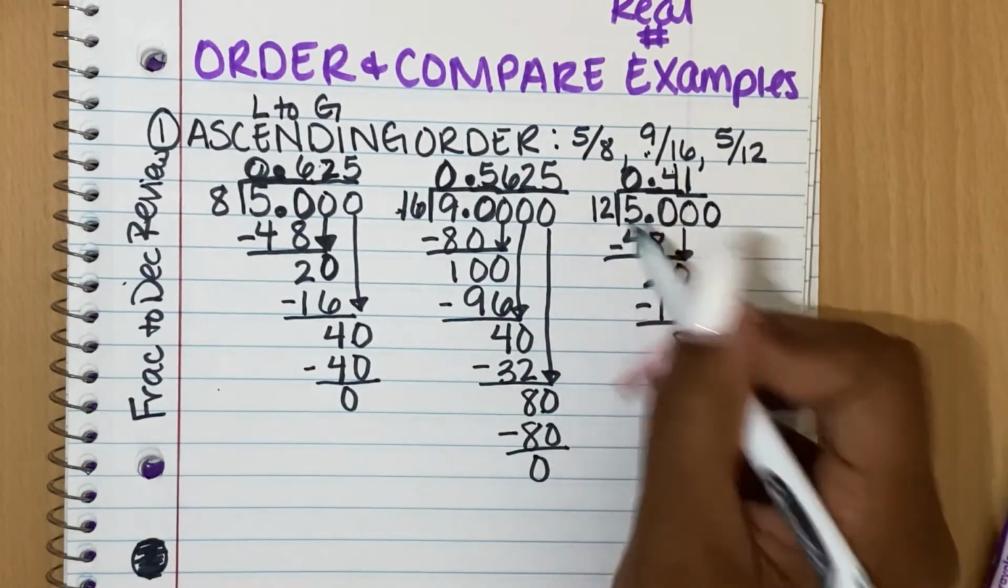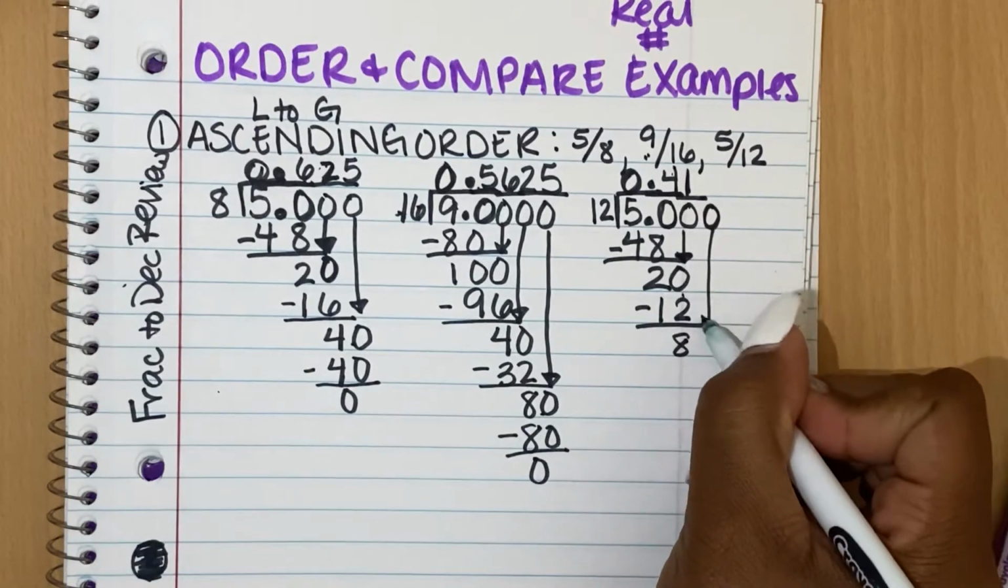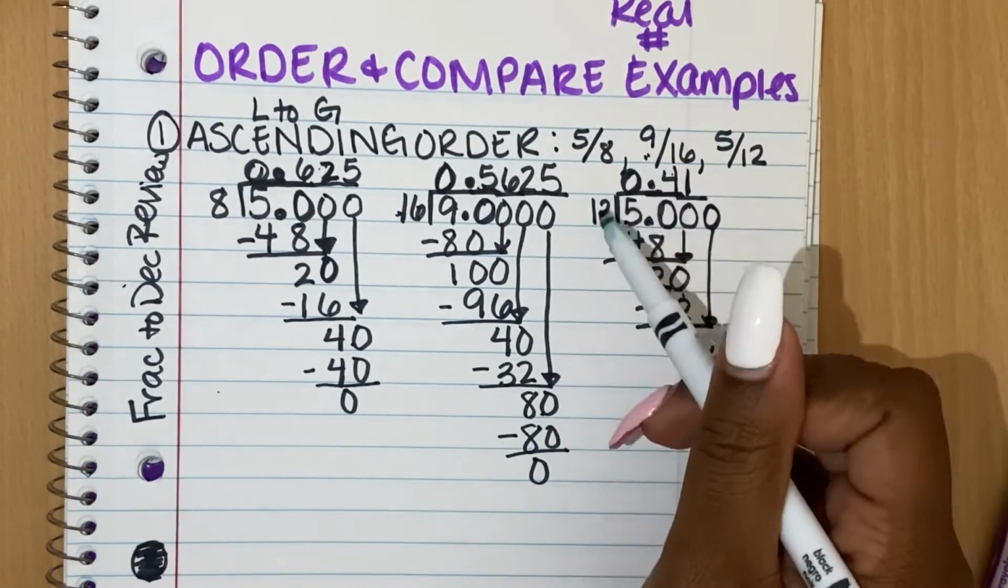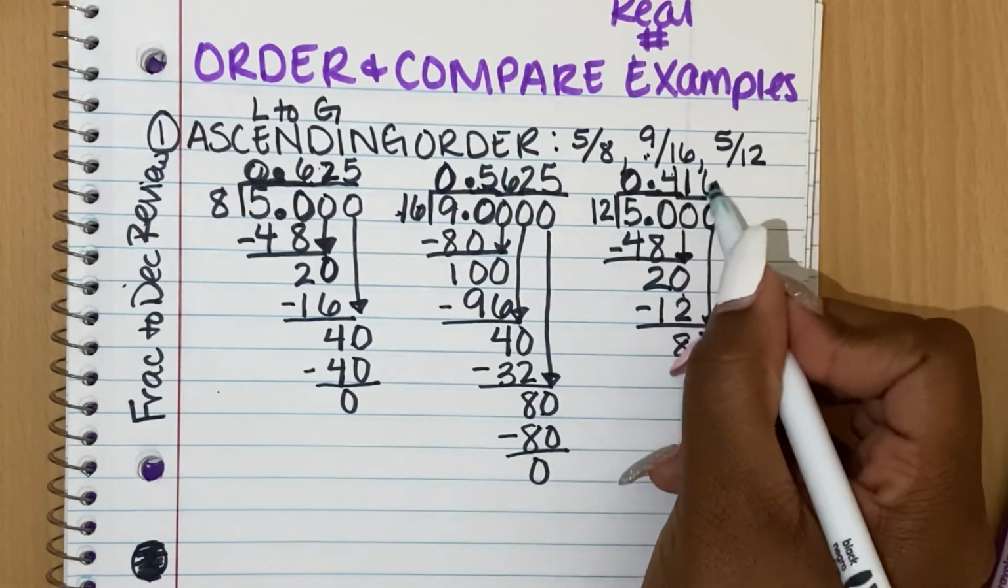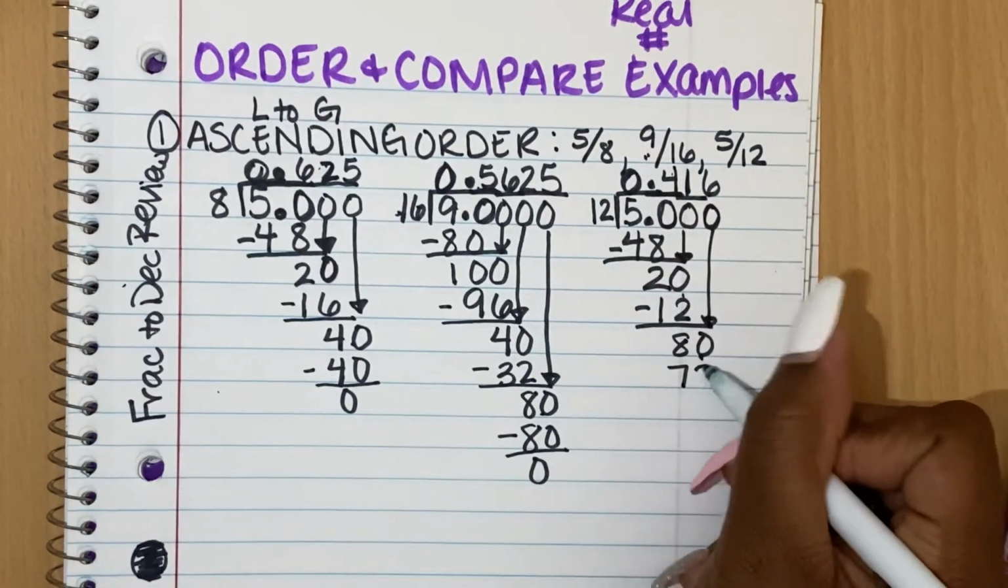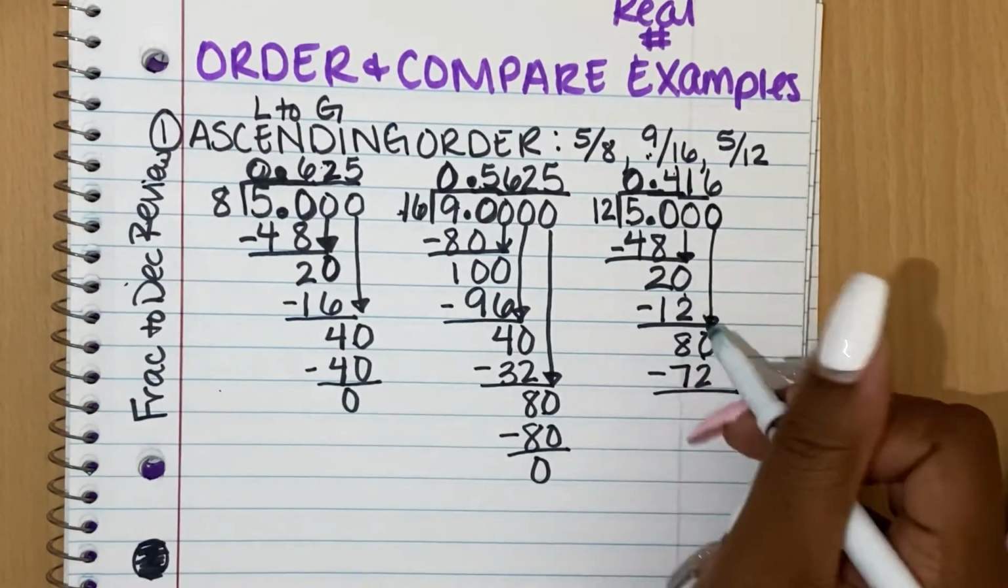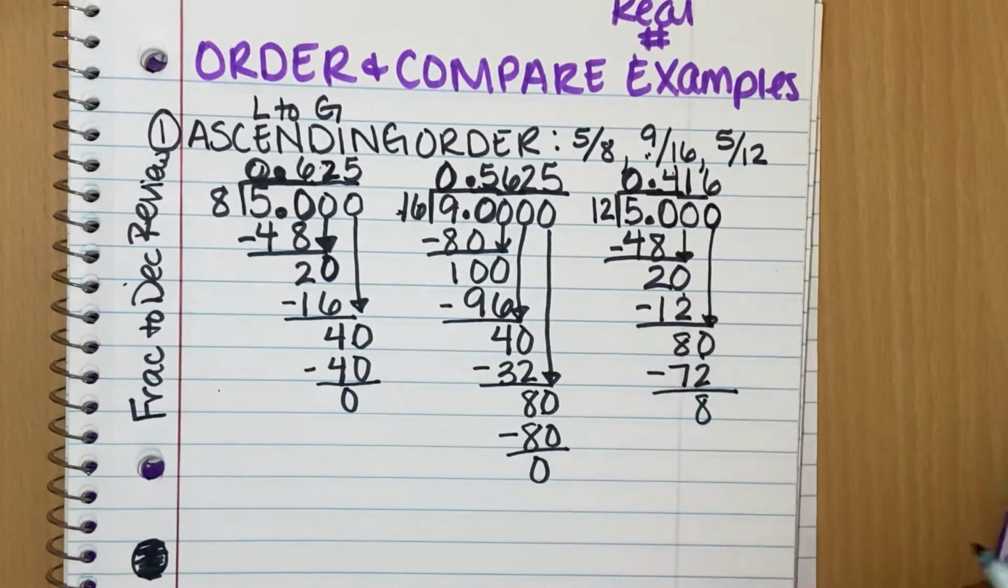Add a 0 because 12 cannot go into 8. Make sure you bring it down. 12 can go into 80 6 times because 6 times 12 is 72. 80 minus 72 is 8.